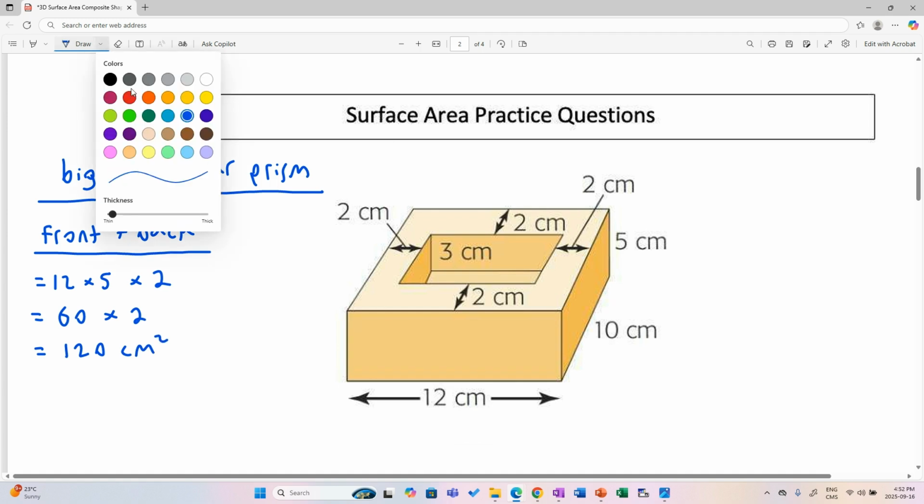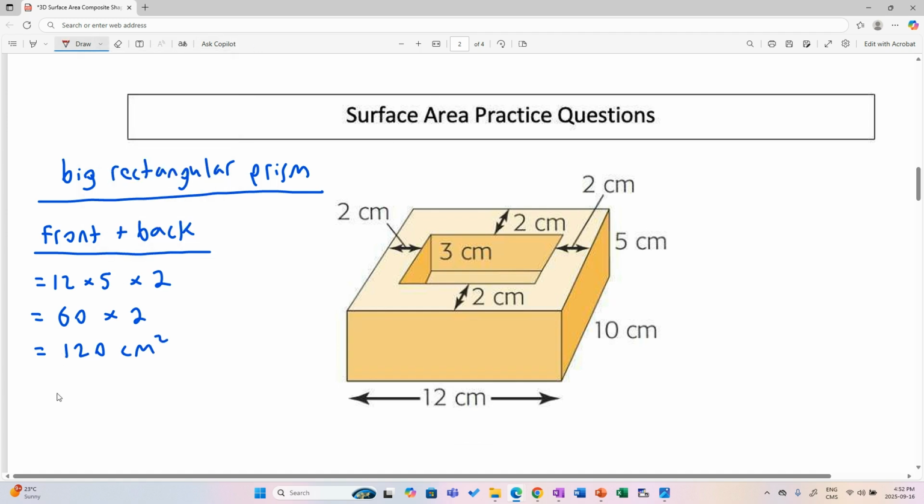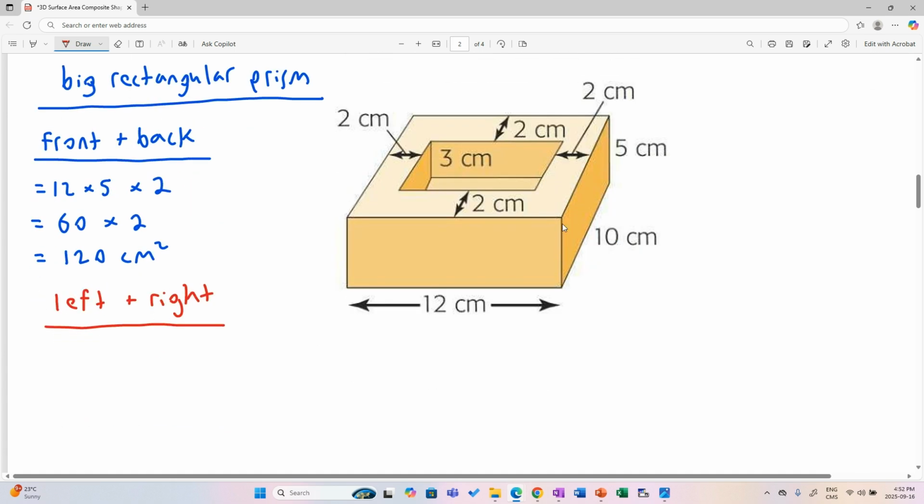Okay. The next one that looks easy is going to be the left and the right side, because the left is the same as the right side. In this case, it looks like I have 10 times 5 for the left side. So I'm going to multiply by 2 to get the right side. 10 times 5 is 50. 50 times 2 is going to be 100. So I got 100 centimeters squared.